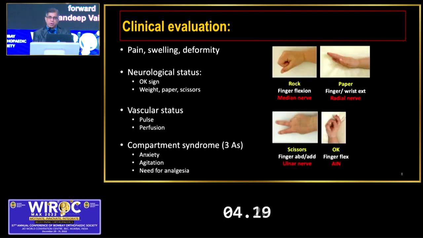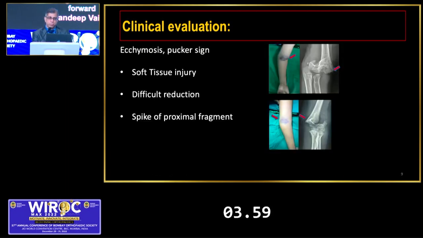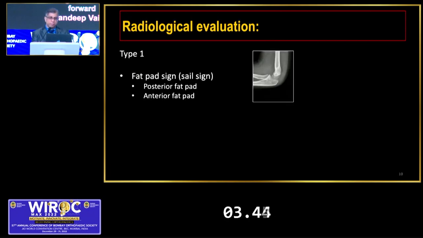Clinical evaluation of supracondylar fractures must include a neurovascular evaluation. A quick neurological assessment for integrity of all three nerves can be done by asking the child to perform the gestures of rock, paper, scissors, and OK sign. The 3 A's of compartment syndrome, namely anxiety, agitation, and need for increasing analgesia, should be looked for. A contusion or pucker indicates that there is a possibility that the spike of the proximal fragment may have buttonholed through a rent in the overlying brachialis muscle. This is important to identify because this makes the fracture difficult to reduce.